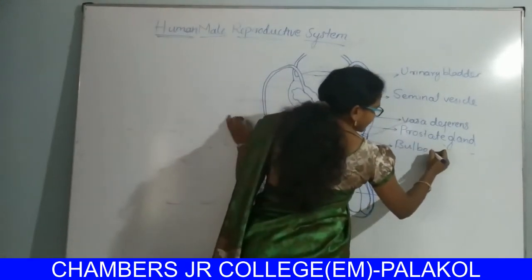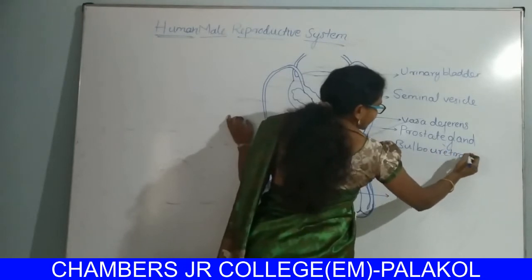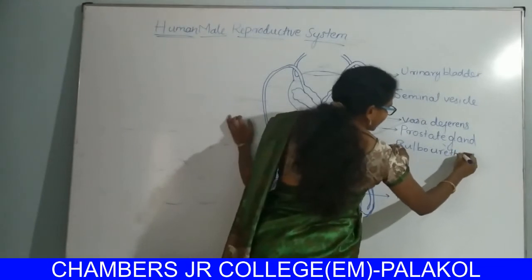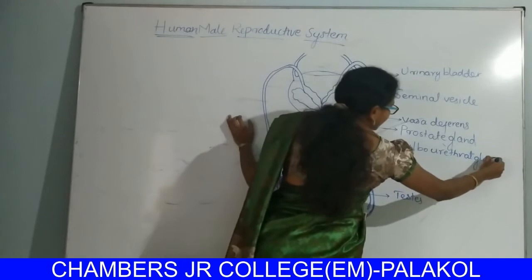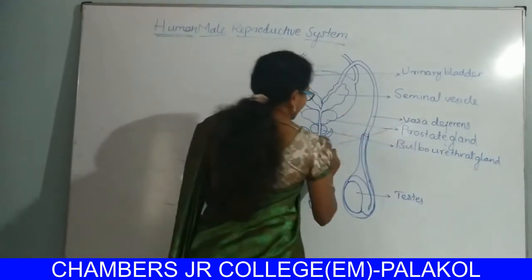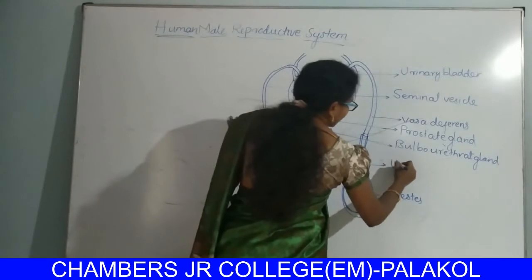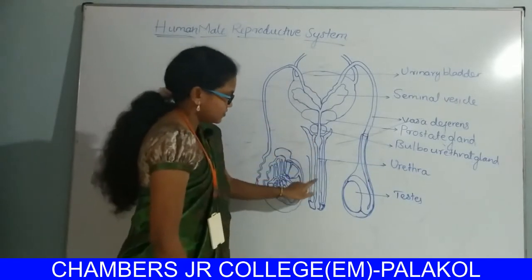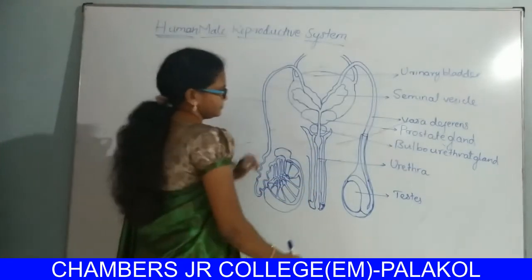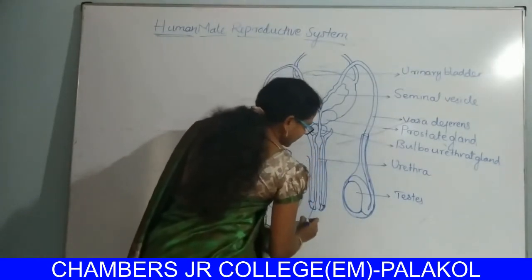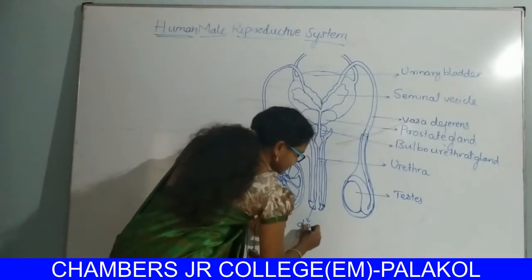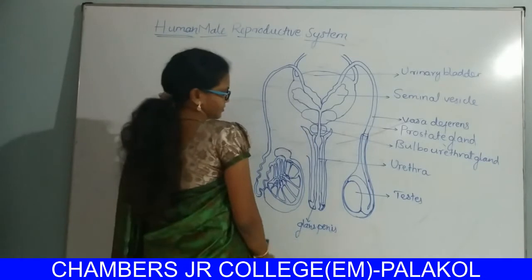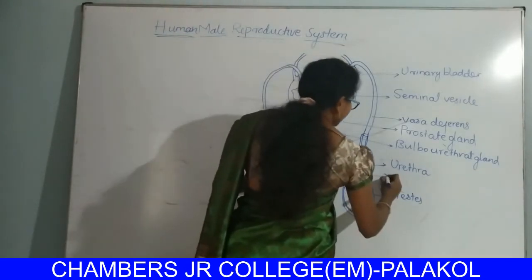bulbourethral gland. Urethra. This one is urethra, a narrow extension called urethra. Glands. Penis. This one is penis.